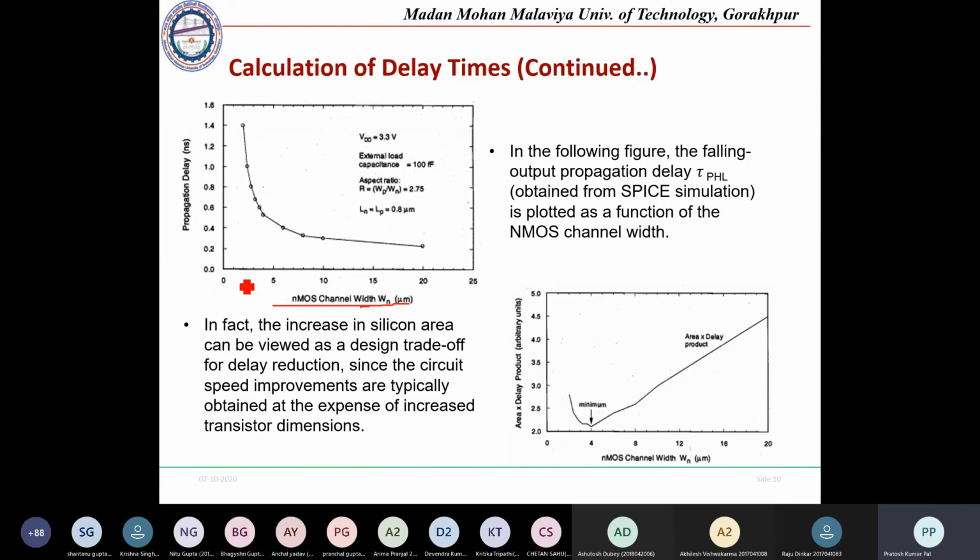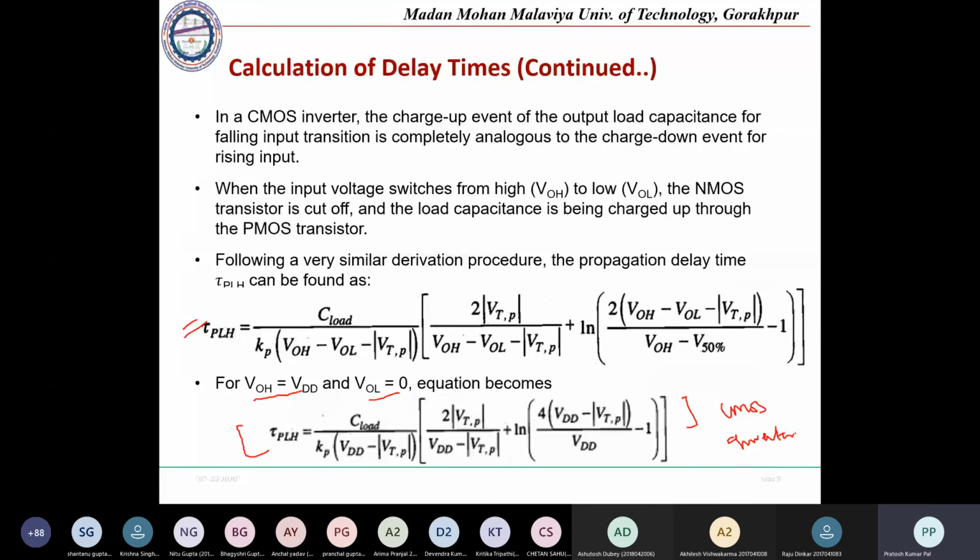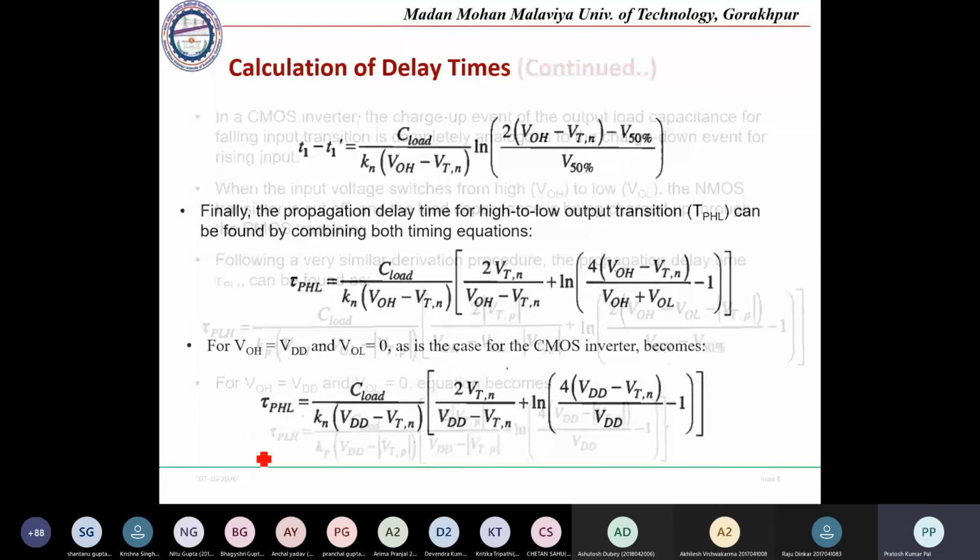Once we increase the channel width, we can see that initially the delay was this value, and as we increase the channel width, the delay is reducing from 1.4 to around 0.2 nanoseconds. So the delay is reducing with respect to the increase in the channel width. This is the relation we have seen: the delay will be inversely proportional to the width. The same delay plot is given here.